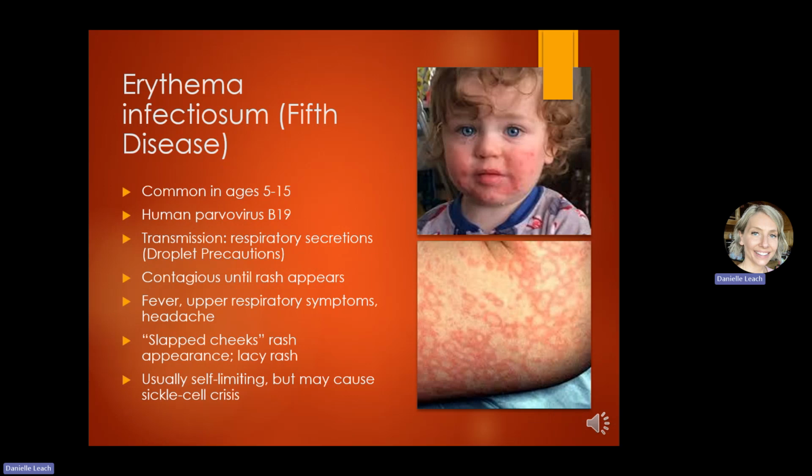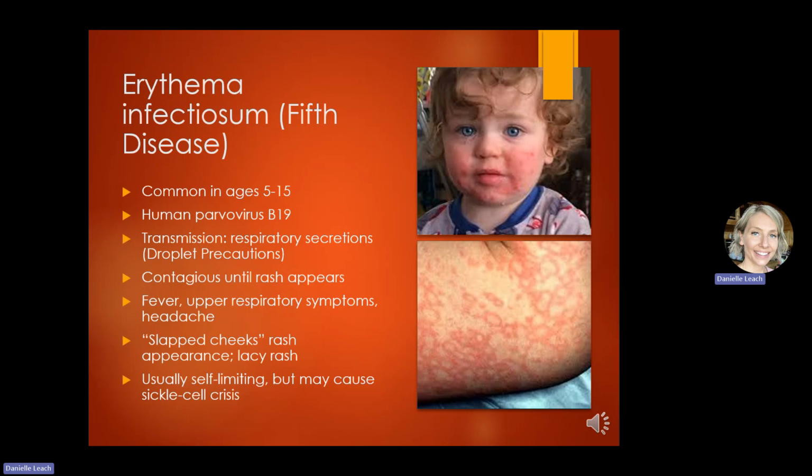Erythema infectiosum, or fifth disease. This disease is commonly referred to as fifth disease because historically it was the fifth most common red rash in children. For whatever reason, that name stuck. This disease commonly affects kids about ages 5 to 15 years old, so school-age children. This rash is caused by a virus called human parvovirus B19. It's a self-limiting viral infection, but it can have this persistent lacy rash for several weeks after initial infection.